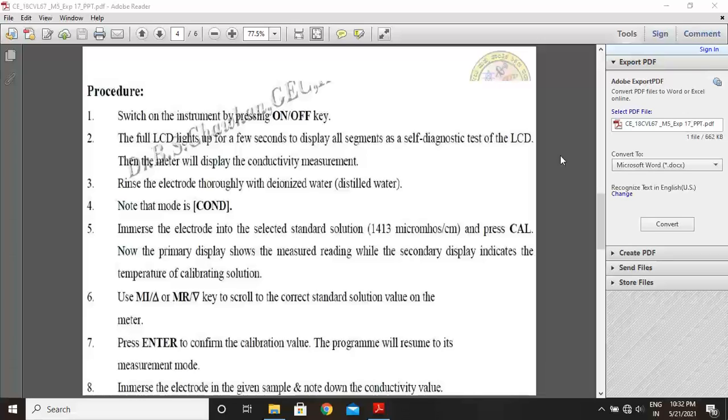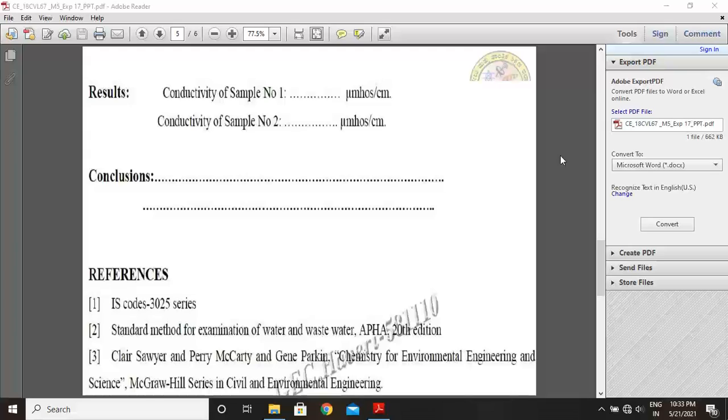Immerse the electrode in the given sample and note down the conductivity value. Now write the results. You take two samples: conductivity of sample number 1 is some value in micromhos per centimeter, and conductivity of sample number 2 is some value, expressed in micromhos per centimeter. Then write the conclusion based on the results.